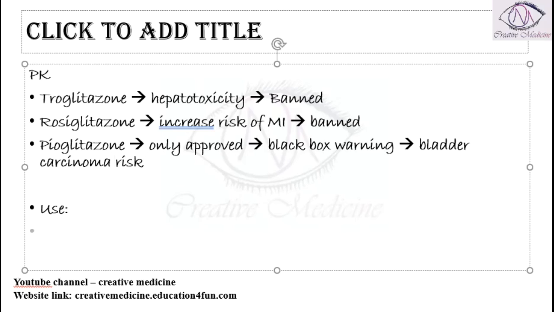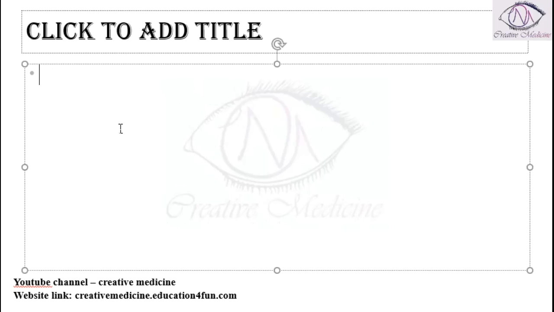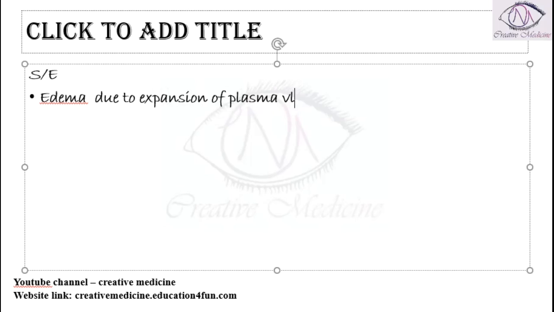The use of thiazolidinediones is in type 2 diabetes mellitus with insulin resistance. Then the side effects of thiazolidinediones: it can cause edema due to expansion of the plasma volume. Because of this, it is never used in congestive heart failure, where the plasma volume is already increased.